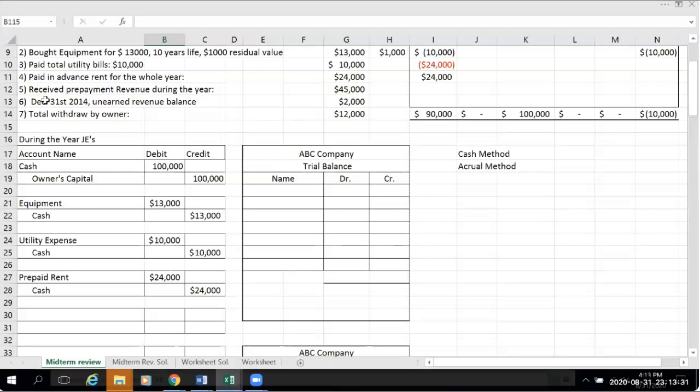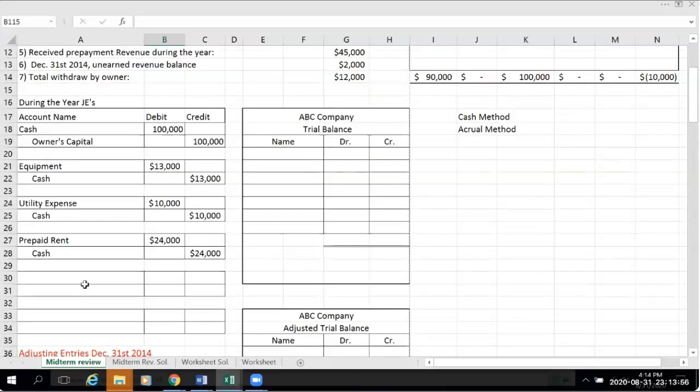And let's do number 5. Received prepayment revenue during the year, $45,000. God bless America. So you receive $45,000 from a client as a prepayment to do a job, whatever it might be, later on. I like that. So here we go. Cash goes in my pocket, close to me, in my pocket.